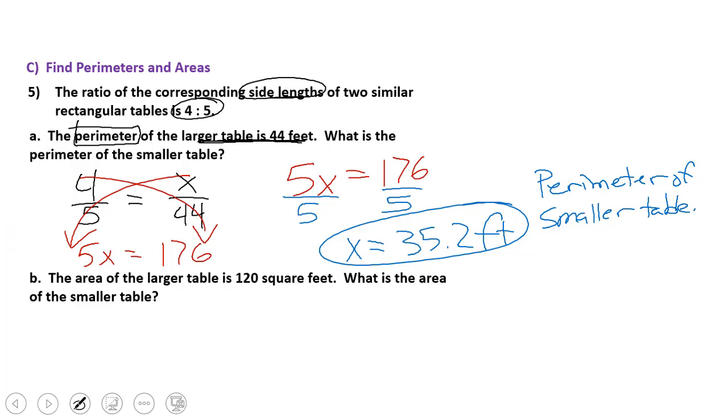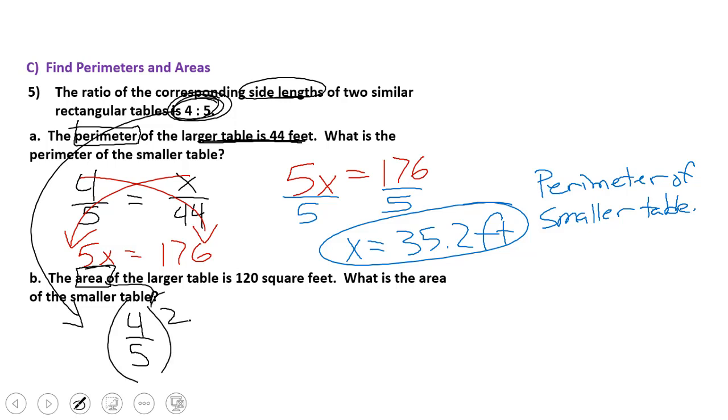Once again, they gave us the corresponding side lengths. So we're going to come down here and we're going to write 4 to 5, again, is the ratio of the corresponding side lengths. But now they're saying area, and we know that area means that we have to square those corresponding side lengths. We're going to make our proportion by saying that's equal to what? The ratio of the areas. Well, we don't know the area of the smaller one, and the smaller one is still on top. We do know the area of the large one, 120.